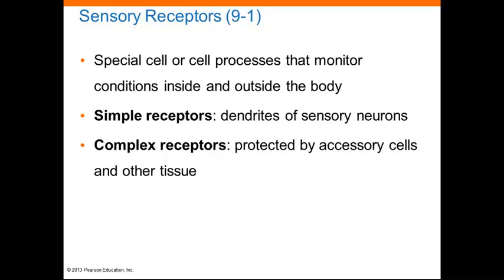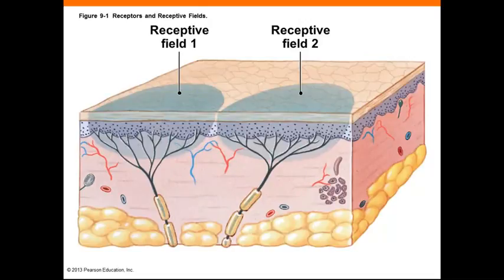The most complex receptors, such as the visual receptors of the eye, are protected by accessory cells and layers of connective tissue. So therefore, these specialized sensors for light are rarely exposed to any other stimulus other than light. Now, the area monitored by a single receptor is its receptor field. The smaller the receptive field, the more precise the sensory information, like those in your tongue or your fingertips.